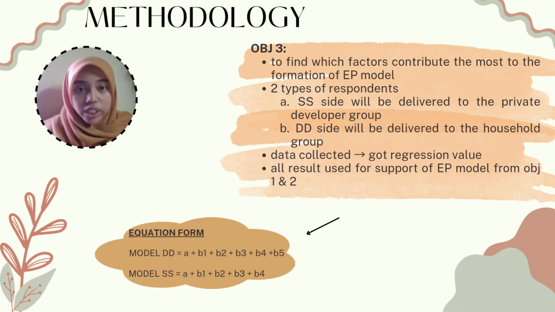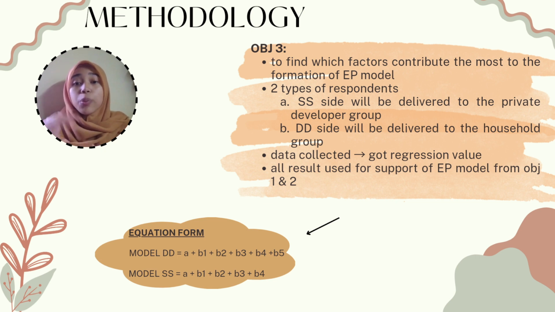So the objective third is to find which factors contribute the most to the formation of the EP model. So we use the survey method, where we set out a lot of questionnaires for two types of respondents. The first is from the SS side, which will be delivered to the private developer group, and the DD side will be delivered to the household group. Each side will get a questionnaire, and after we collected the data, we input it into the SPSS software, got the regression value, and this value will be used to support the EP model from the objectives first and second.